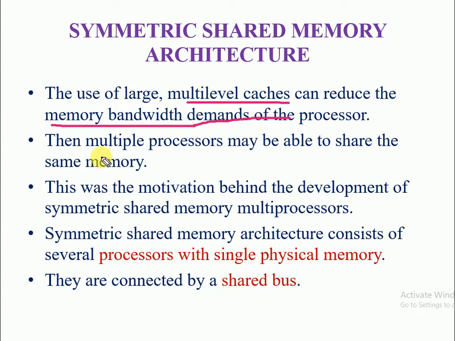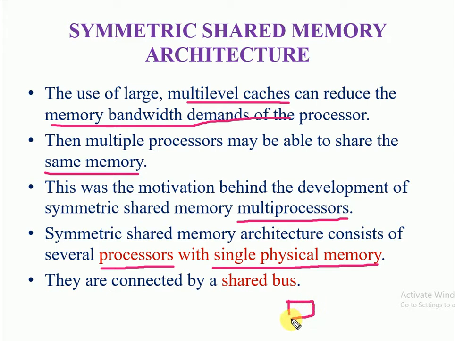Also, multiple processes may be able to share the same memory at the same time. So this is the motivation behind the development of a shared memory architecture for multiple processes. This particular architecture consists of several processes with a common single physical memory. So if more processes are connected to a single memory, that memory is being shared.